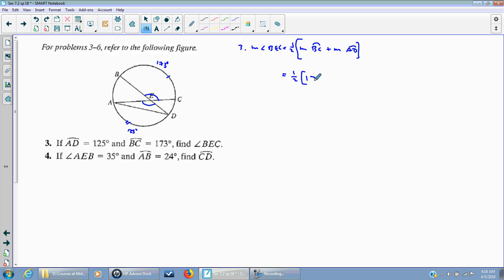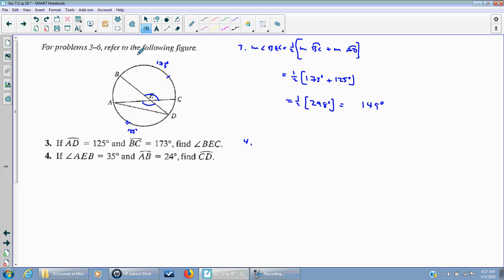BC arc is 173 degrees. The AD arc is 125 degrees. This is 1/2 of, let's see, 298. And half of 298 is 149 degrees. Okay. So that one's straightforward. Number 4 is a little bit tougher.